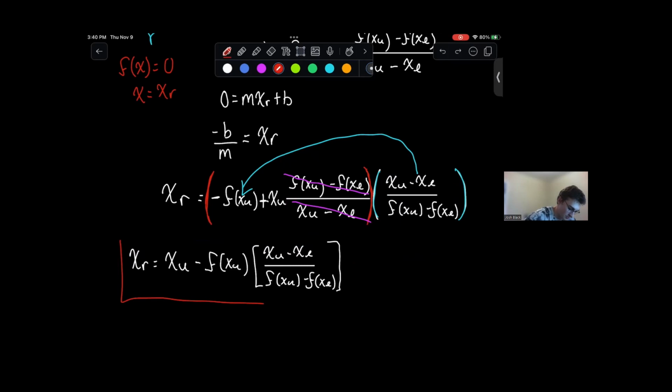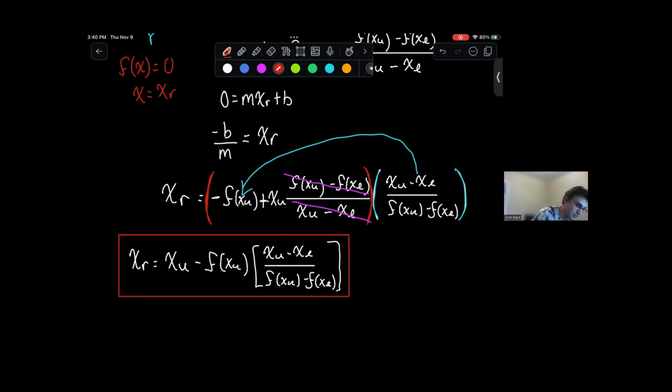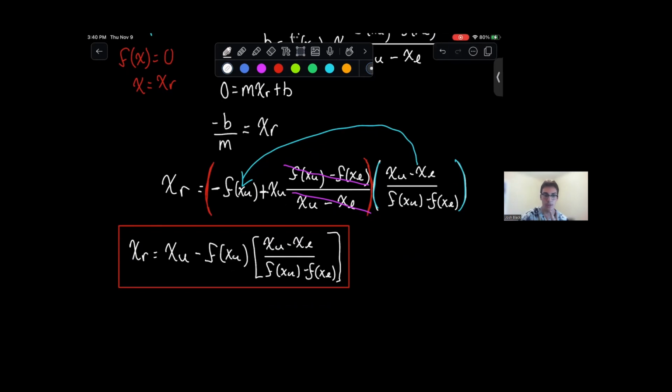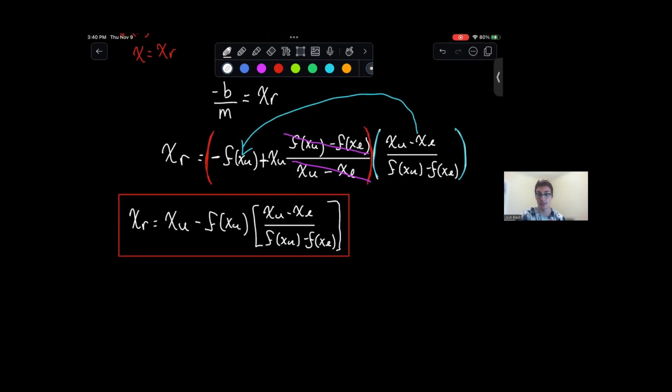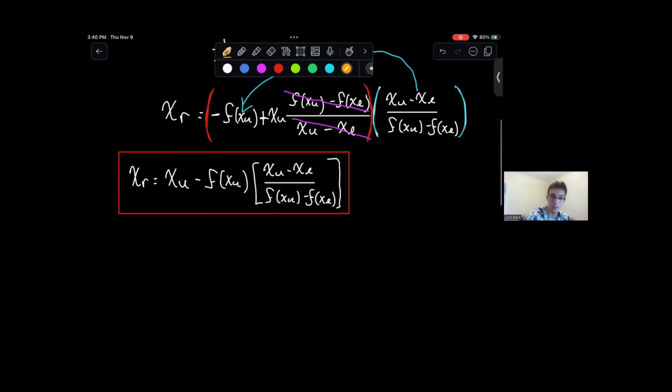Now, that begs the question, what do I do with my xr once I found it? Well, I know it's going to turn into either xl or xu. How do I know which one it turns into? Well, that has to do with some if statements that we're going to put into our code. And I'm going to write them out explicitly here.